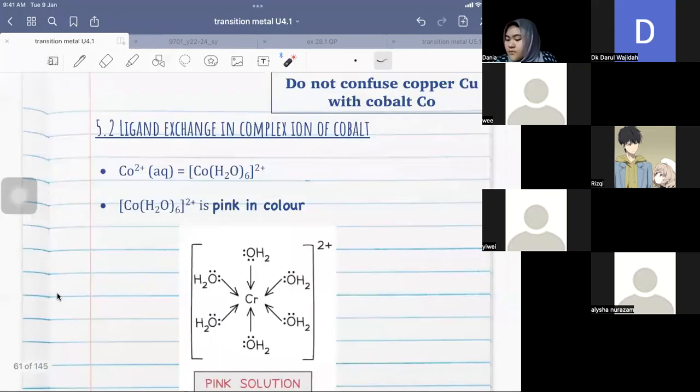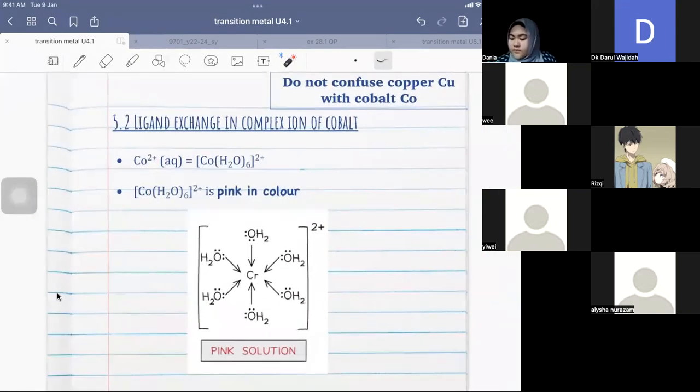Next is cobalt, right? I didn't realize that this would actually take long. Okay, so luckily for cobalt there is no diagram, but the idea is the same as with ammonia. Okay, so we'll try to go through this quickly, but also making sure that you can follow. Just be careful because cobalt and copper are almost the same in terms of spelling, Cu and Co. So you better read the question carefully.